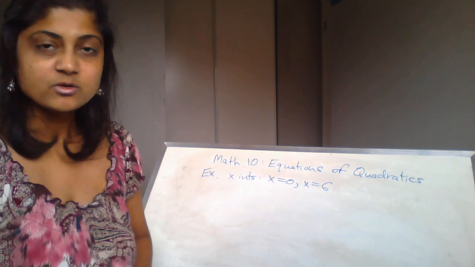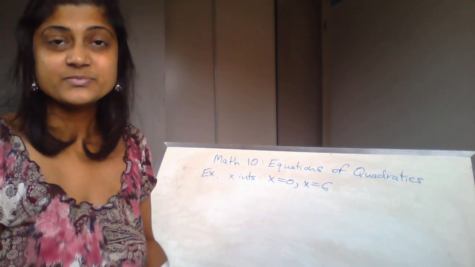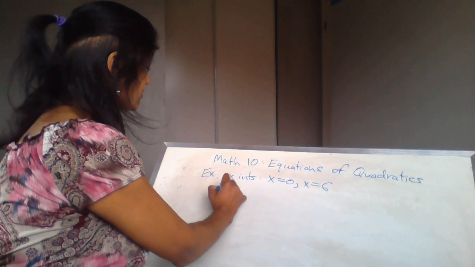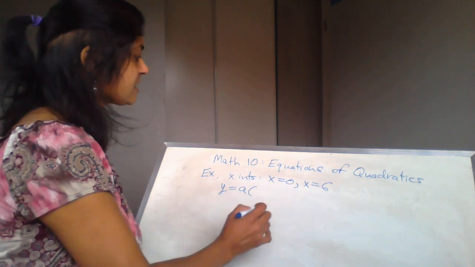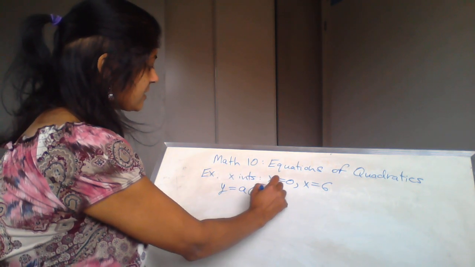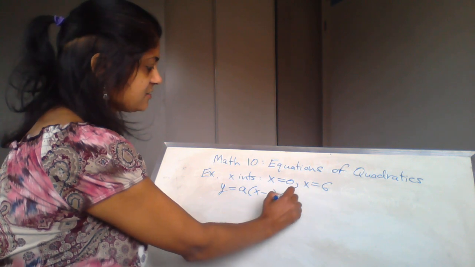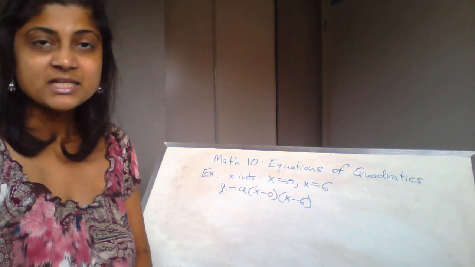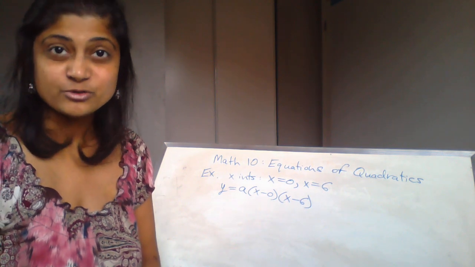Okay, so first we're going to put this into the factored form because I have both of the x-intercepts. I'm going to put y equals a. Make sure you're changing the sign. So x minus 0, and x minus 6. Okay, so this is my equation, and I'm always solving for the value of a.